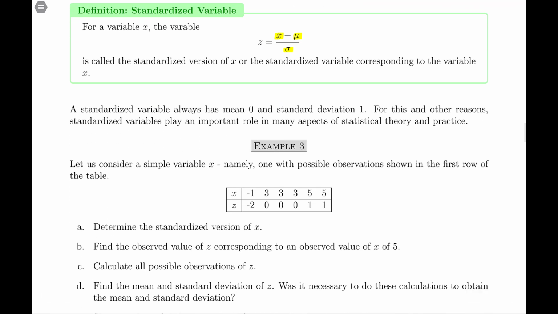A standardized variable always has a mean of 0 and a standard deviation of 1. So when we standardize these things, every variable we can make have a mean of 0 and a standard deviation of 1 by standardizing it.